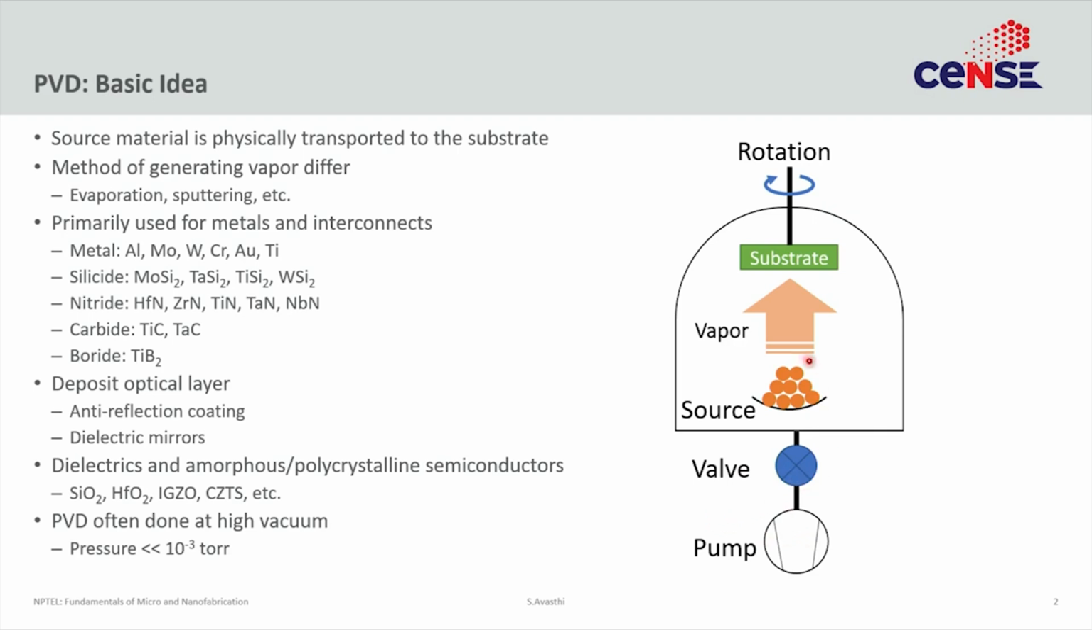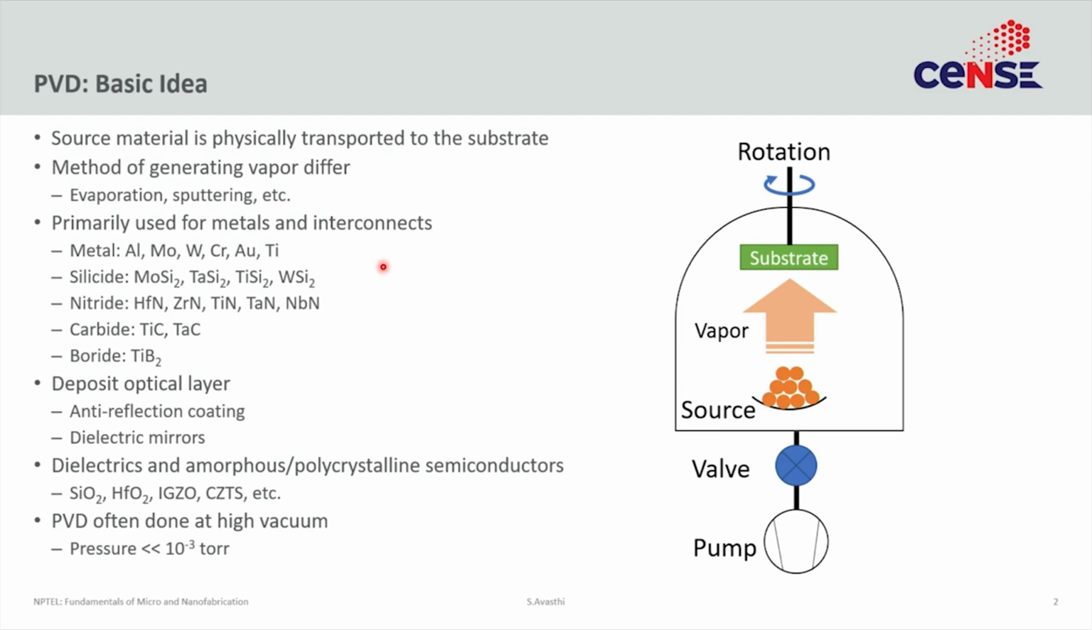The way you make this vapor differs. So you can do sputtering, evaporation. We shall look at all these techniques down the line. But primarily we use these to deposit films that are not of electronic quality. So we do not care about the crystallinity, orientation, etc. So metals, silicides, nitrides, polycrystalline thin films of various forms are often deposited through this technique.